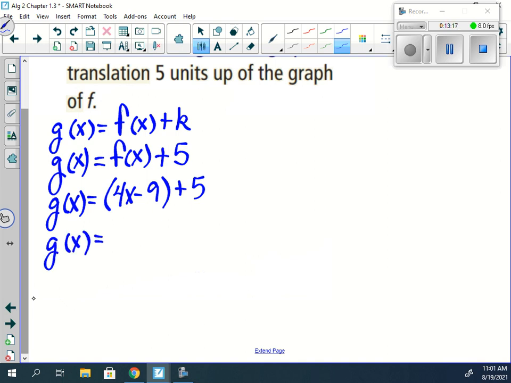Well, nothing to apply or distribute through those parentheses, so we can drop them. 4x minus 9 plus 5.